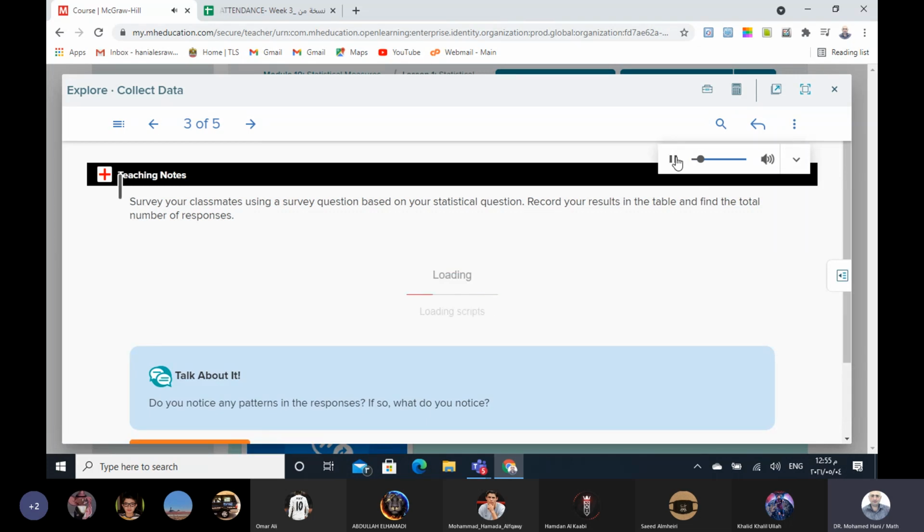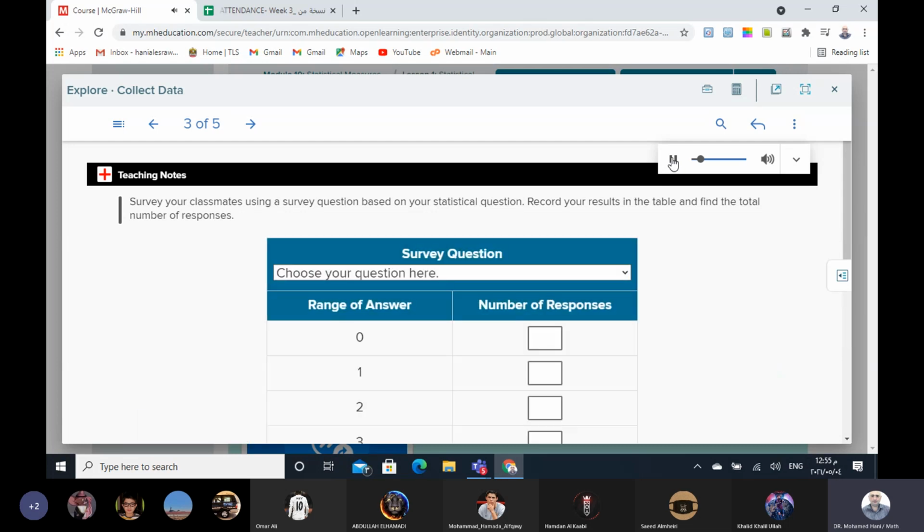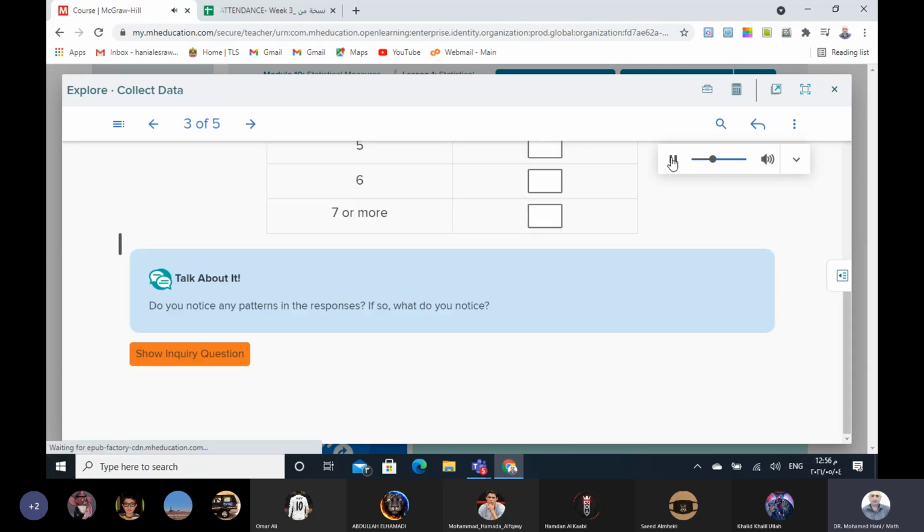Teaching notes. Survey your classmates using a survey question based on your statistical question. Record your results in the table and find the total number of responses. Talk about it.